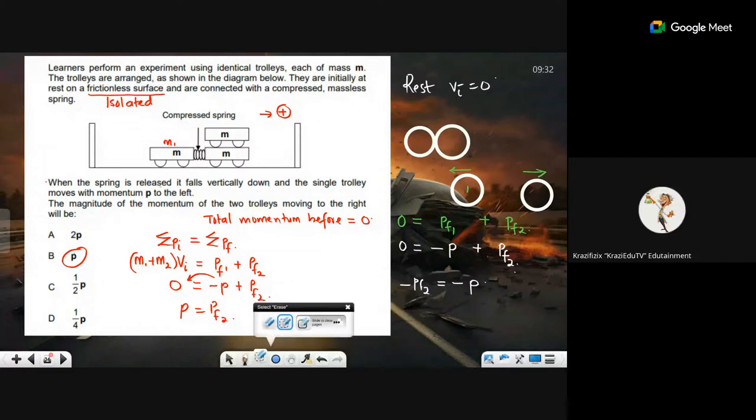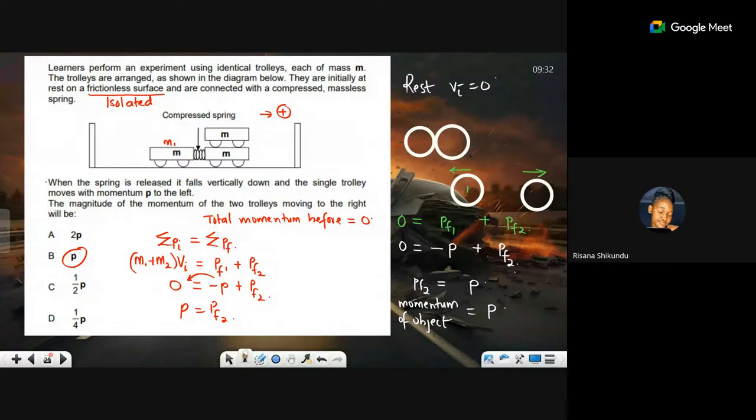Automatically, you know the negatives will divide each other, right? Yes, sir. So what do we have? The final momentum of the second object, object two. What's your answer? P. The answer is now P.